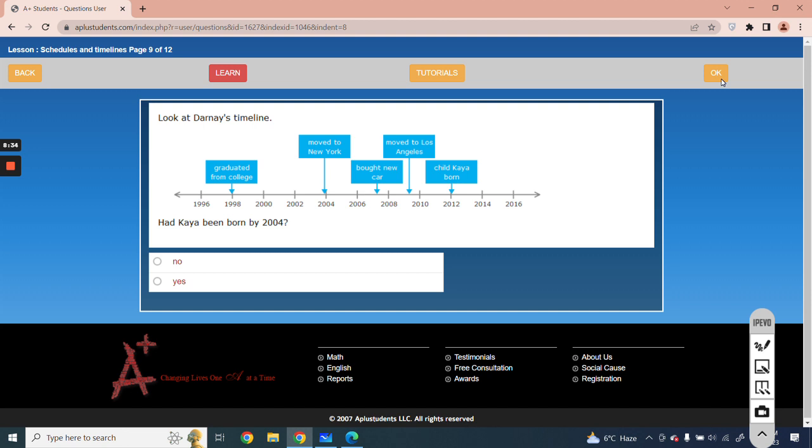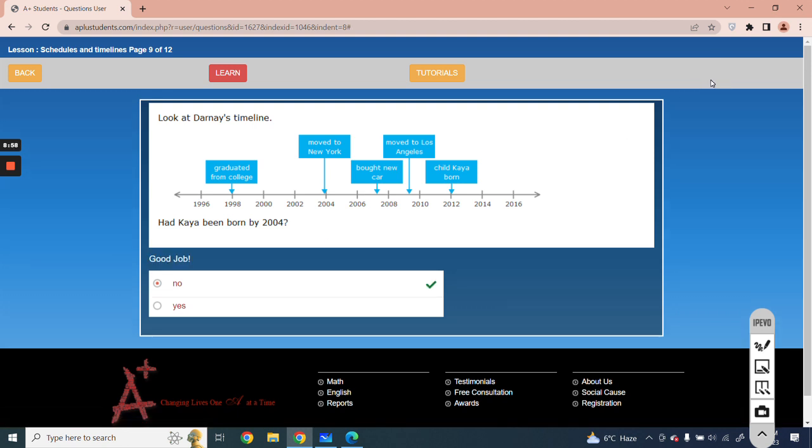Okay, the next one is, look at Dani's timeline. Had Kaya been born by 2004? Just go to 2004 on the number line. Here it is. The option is no, because Kaya was born in 2012. Got it? So the option is no. Just select the correct option, then click on the OK button.